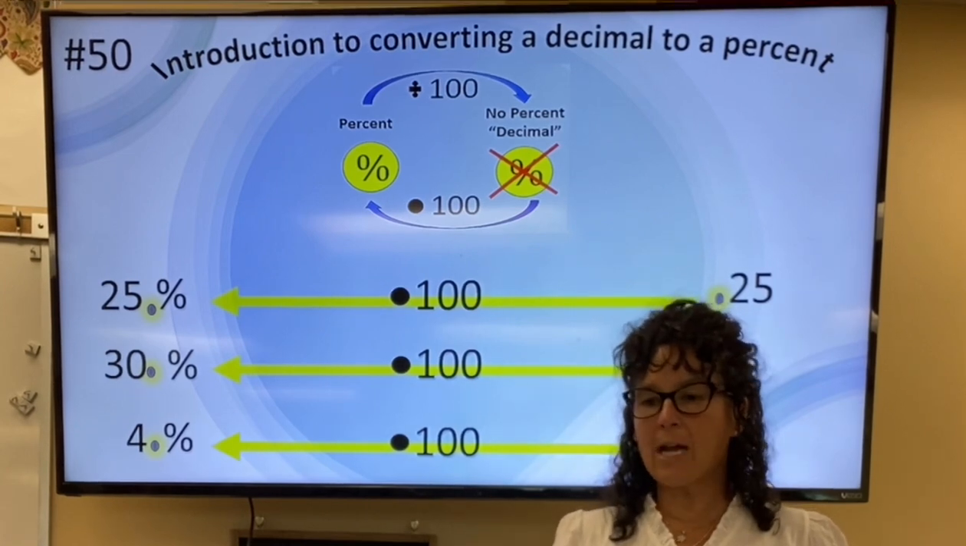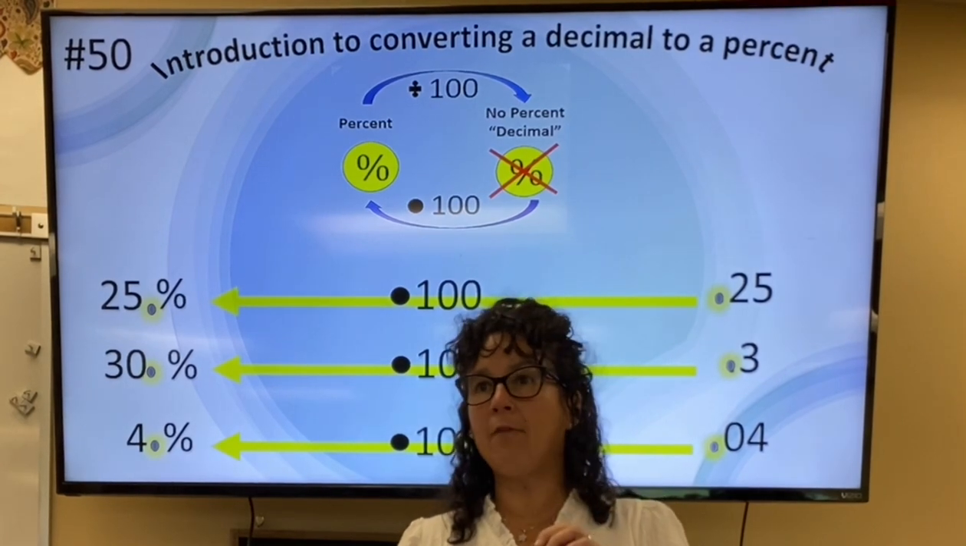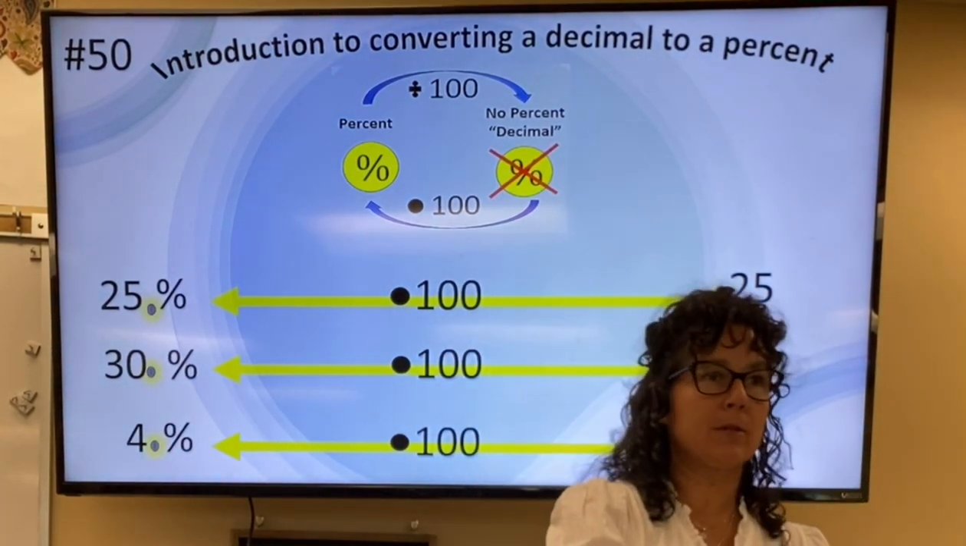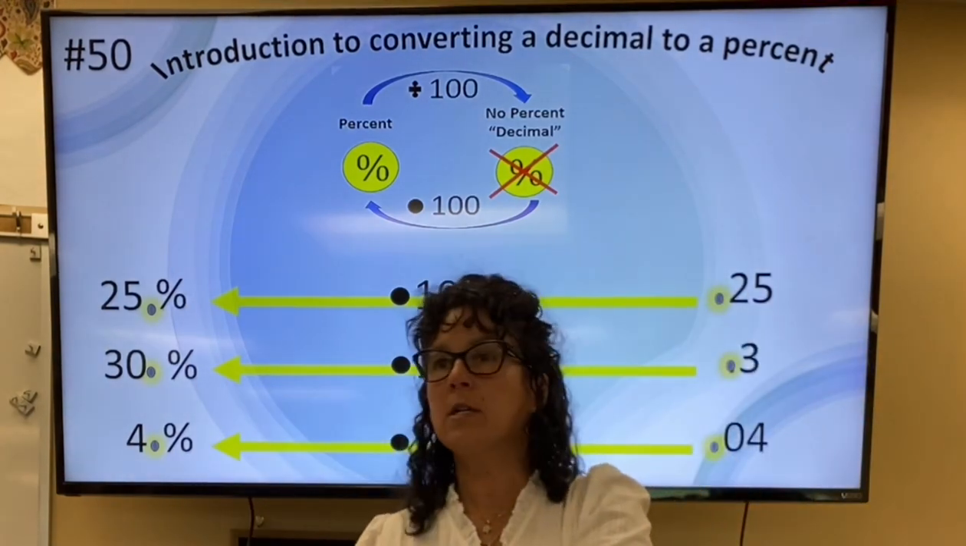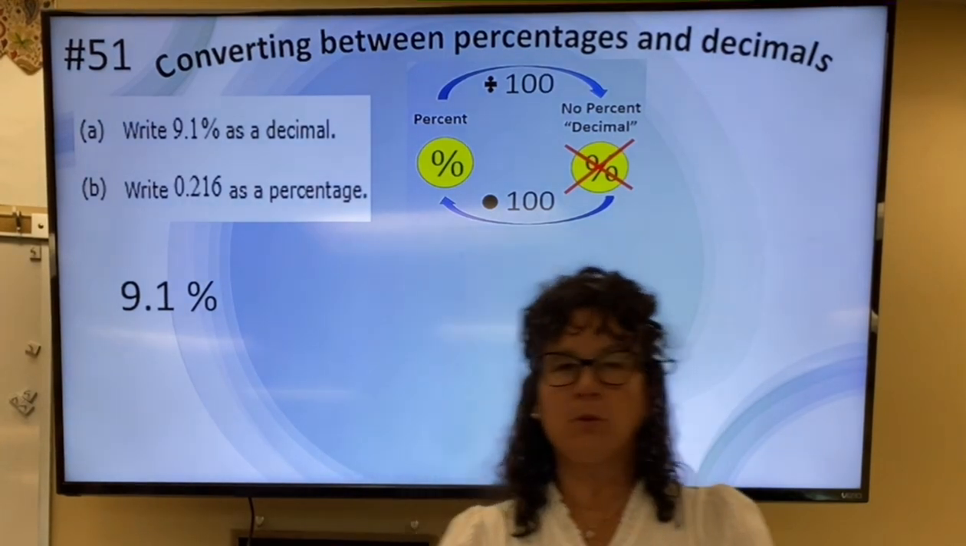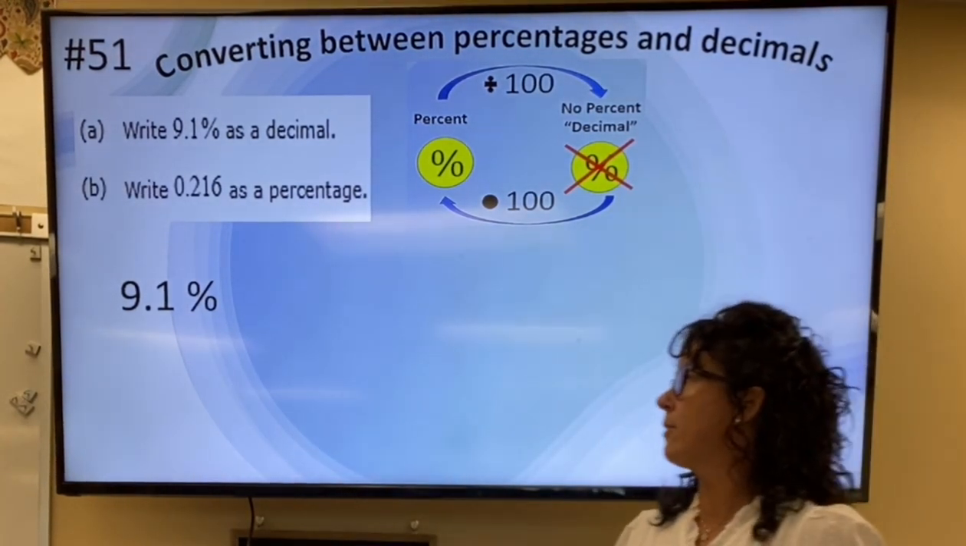Okay, so one more time so far. If you want a percent and you don't have one, you multiply by 100. If you want to get rid of a percent, you're going to divide by 100. So here's just a couple extra examples. Topic 51, it just mixes the two of them together.